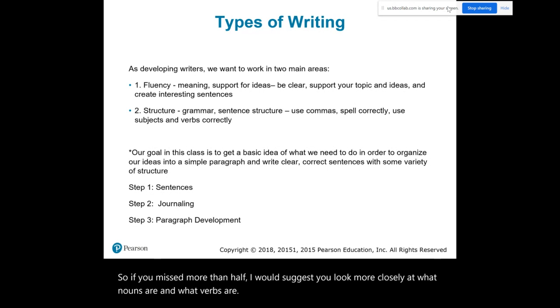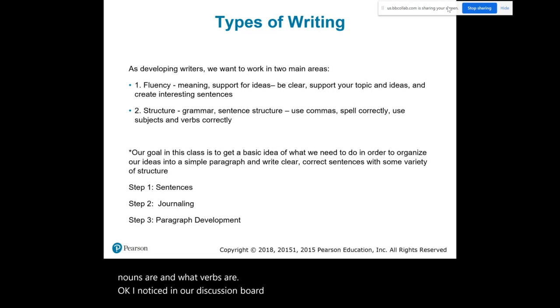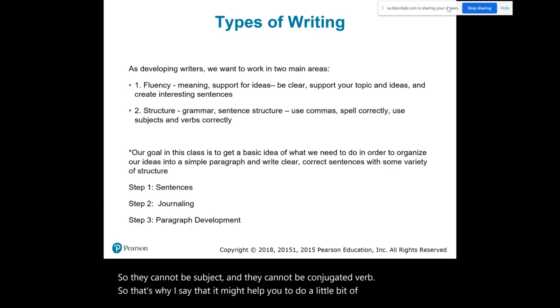Okay, I noticed in our discussion board activity, some of you were underlining words that are not nouns and they're not verbs. So they cannot be subject and they cannot be conjugated verb. So that's why I say that. It might help you to do a little bit of research on your own.